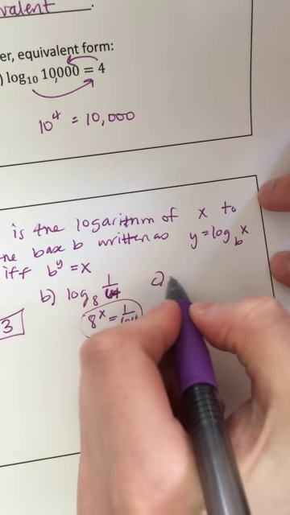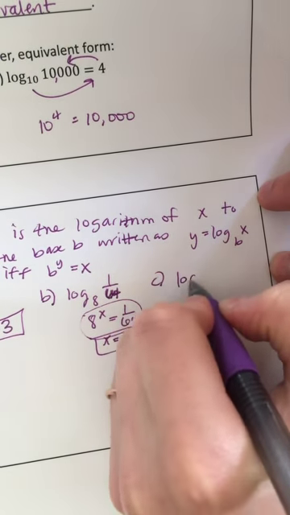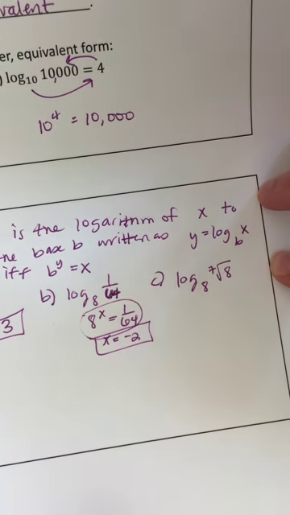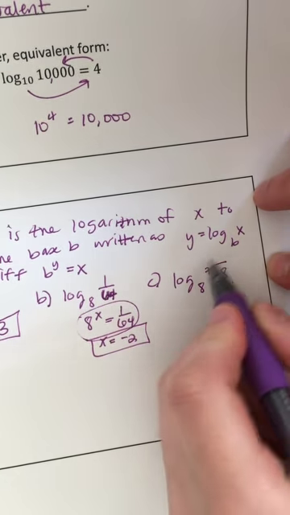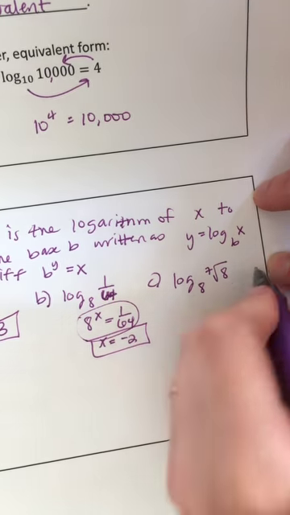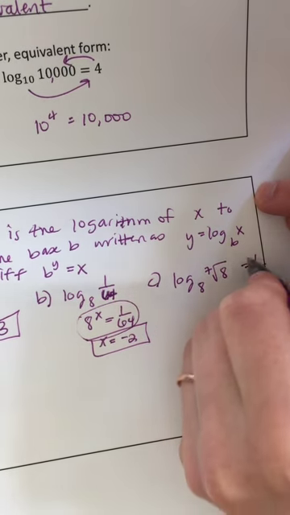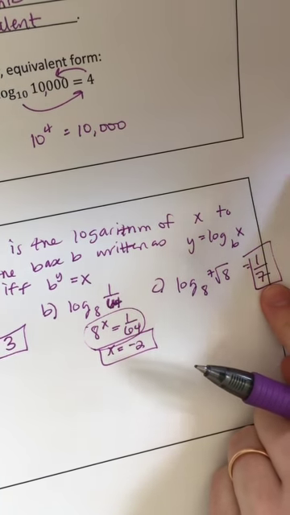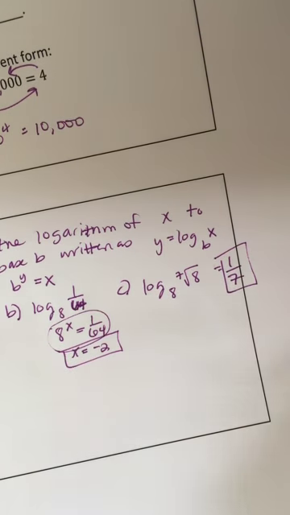All right, and then part C, still in example 1, is log base 8 of the 7th root of 8. So what exponent will get me the 7th root of 8? That's 1/7. An exponent that is a fraction is going to get me a root.